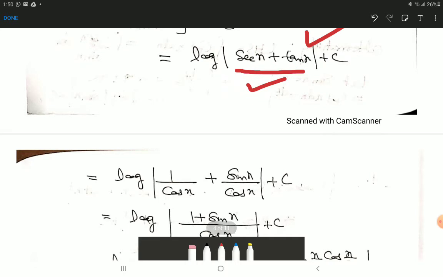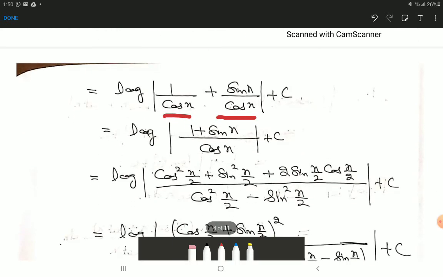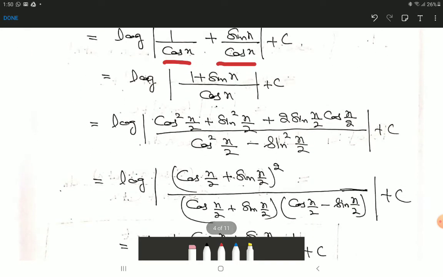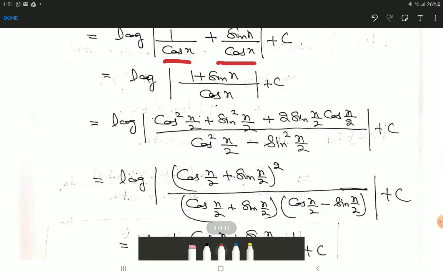Sec x means 1 by cos x, tan x means sin x by cos x, and then we can take cos x as LCM. So it becomes 1 plus sin x whole upon cos x. Now this 1 means cos square theta plus sin square theta. The 1 can be replaced by cos square x by 2 plus sin square x by 2, plus sine of any angle is 2 times sine of half the angle, cos of half the angle.